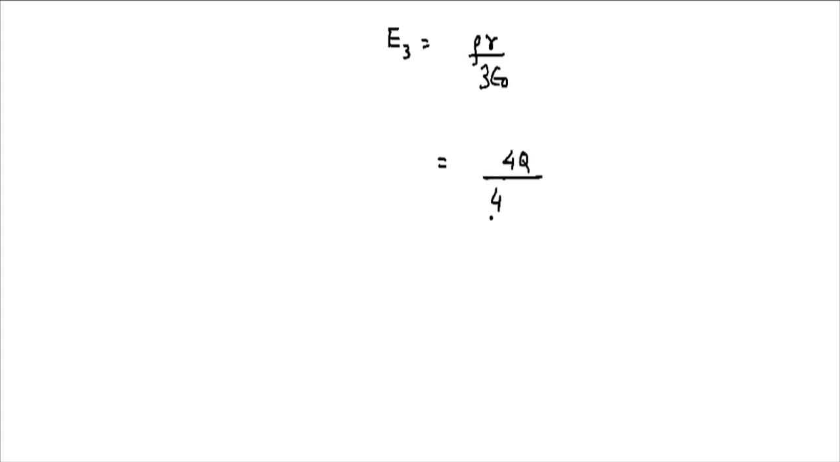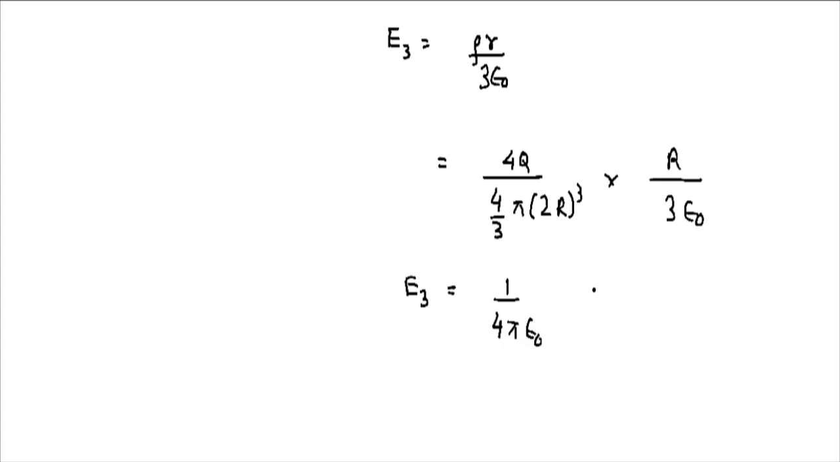Volume would be 4 by 3 pi into the radius cubed. The radius is 2r, so (2r) cubed. The radial location at which we need to find the electric field is r, divided by 3 epsilon. Now if we solve this, our E3 value turns out to be 1 by 4 pi epsilon times q divided by 2 r square.